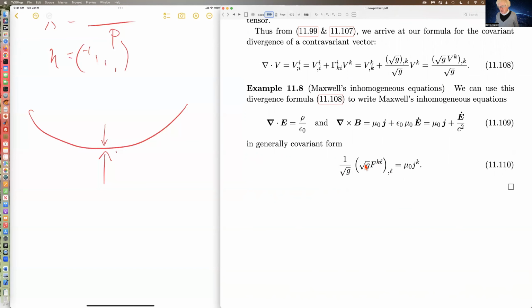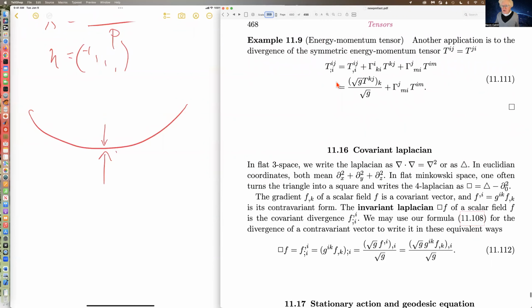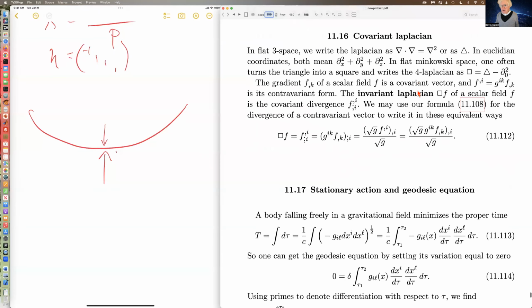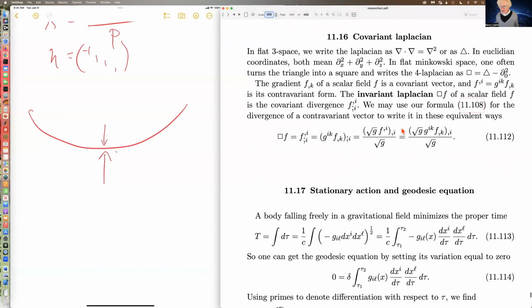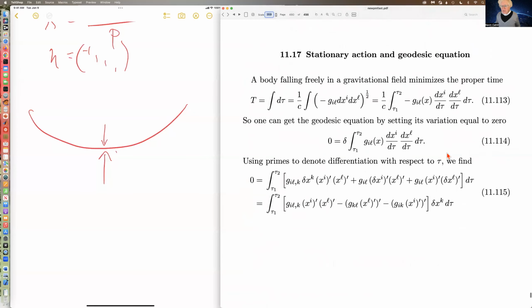And notice that if the gravitational field is weak, then the G is equal to 1, essentially, and the G's cancel, and so you get what Maxwell, Faraday, and Heaviside wrote down. This is the covariant divergence of the energy momentum tensor. Okay, and you can make a Laplacian: if you take a scalar field F and take the covariant divergence of its gradient, you get an expression that looks like this.